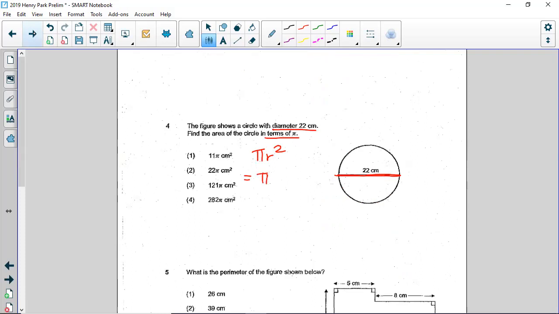So pi times radius. What's the radius? Take the diameter, cut into half. The radius is 11. To get radius, you just take diameter and divide.